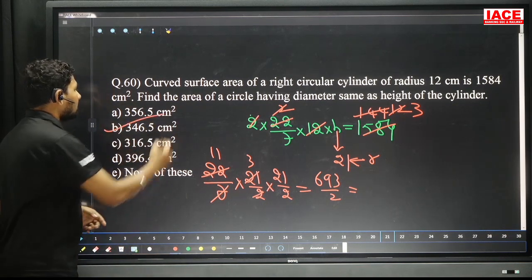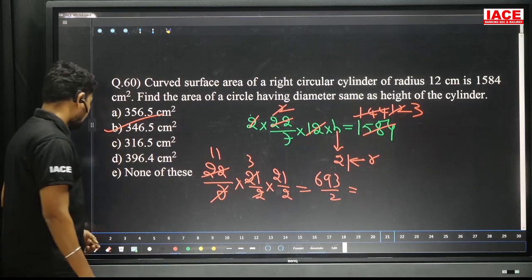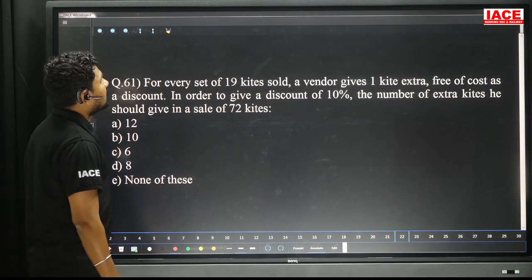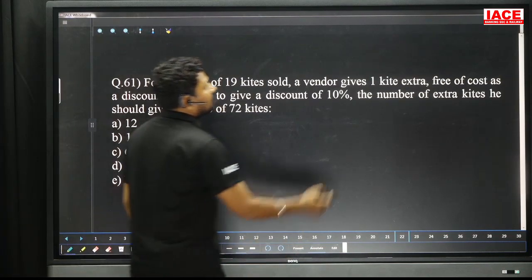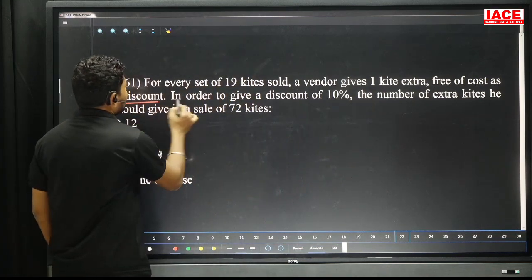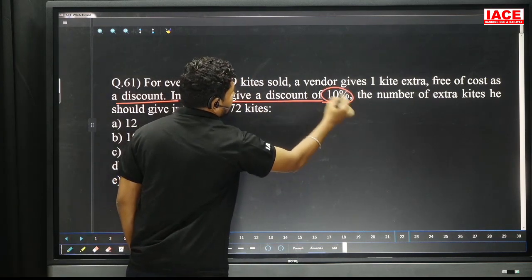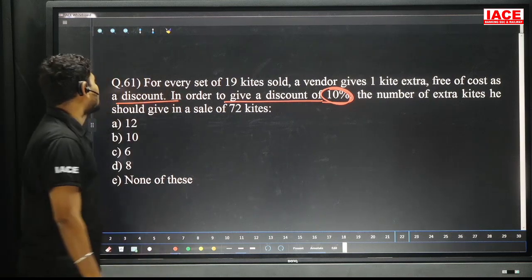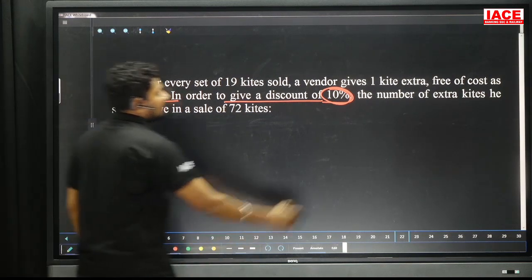46.5. Then our answer is what? 346.5, option B here. Next one: for every set of 19 kites sold, a vendor gives one kite extra, free of cost, as a discount. In order to give a discount of 10%, the number of extra kites should be given on a sale of 72 kites. This is a key point.